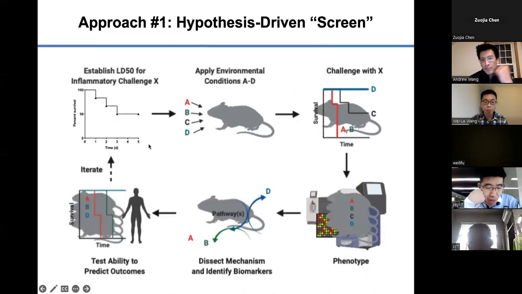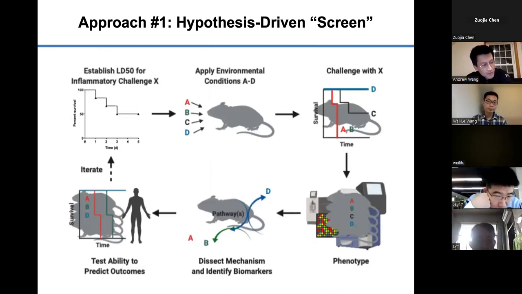And so our first approach to trying to understand the LD50 phenomenon was a hypothesis-driven screen. What we did was we reasoned that even though the animals are all the same in the cage, and the cage environment is the same, not all the mice, for example, would have eaten their last meal at the same time. Since we house them, generally speaking, all males or all females for husbandry.